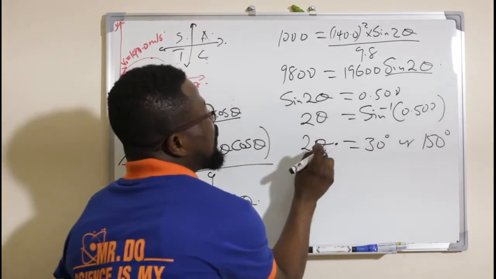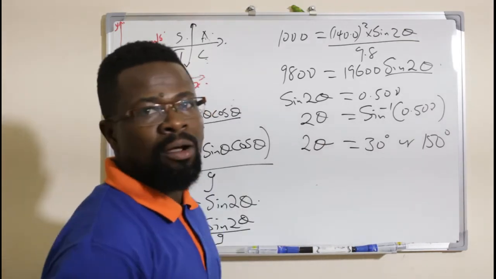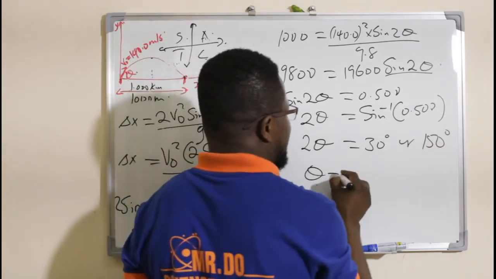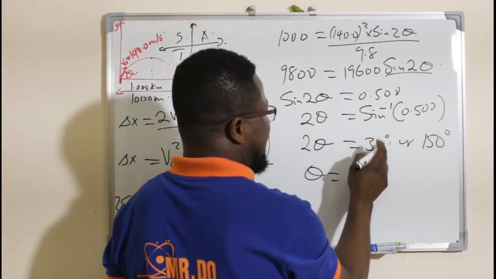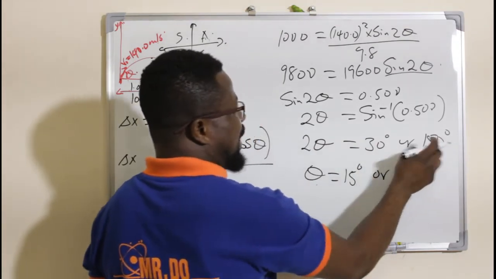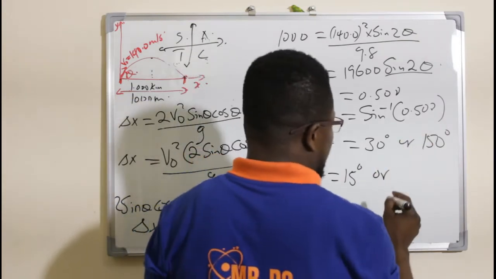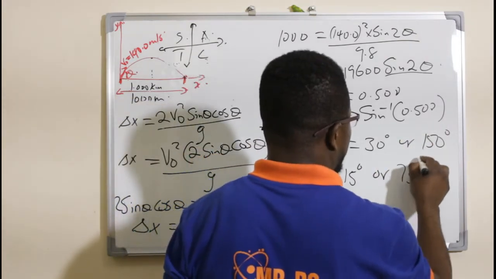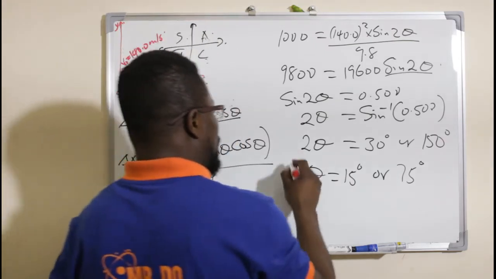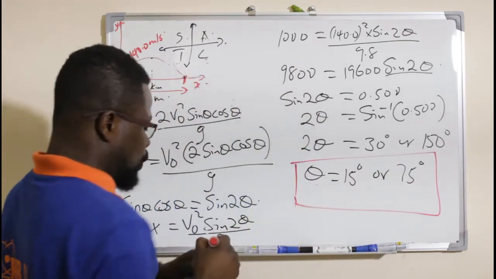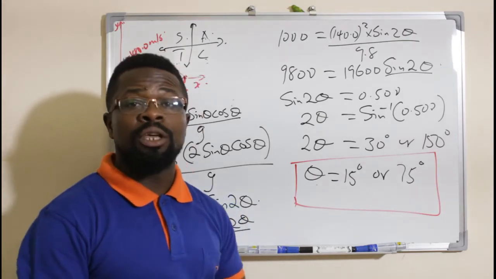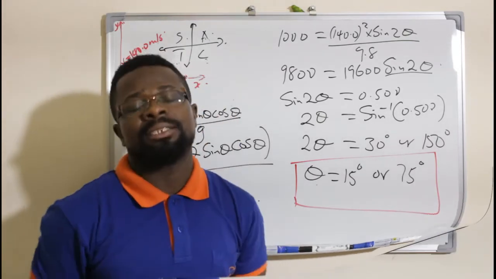And now what we want is not 2 theta. What we want is theta. So what do we do? Theta is therefore equals to, if we divide 30 by 2, we have 15 degrees. Or let's divide 150 degrees by 2, that will give us 75 degrees. Therefore, this is the angle at which the cannon should be placed in order to be able to hit the target.